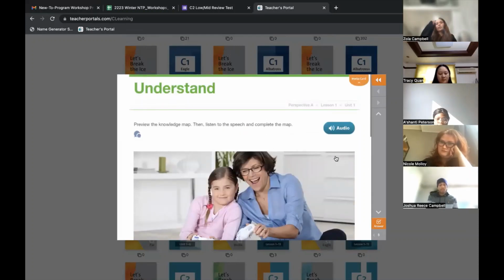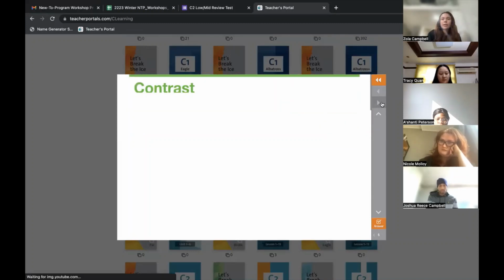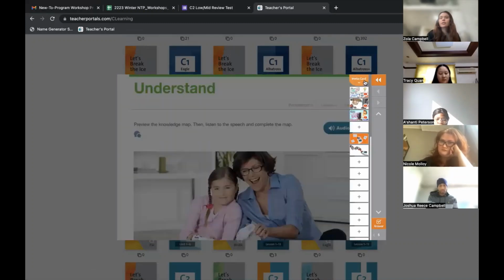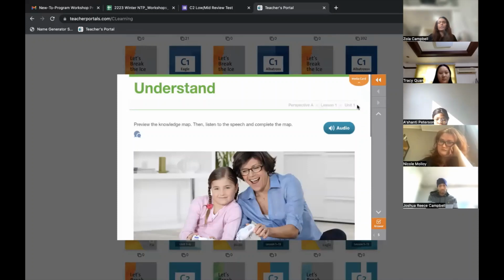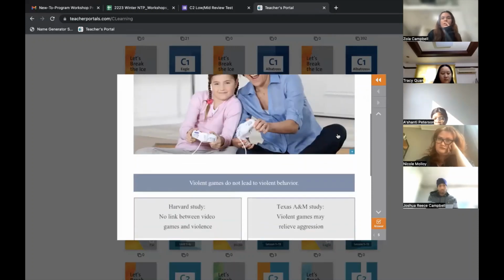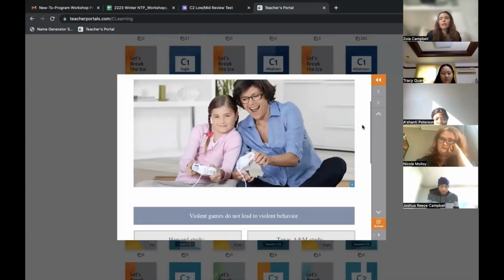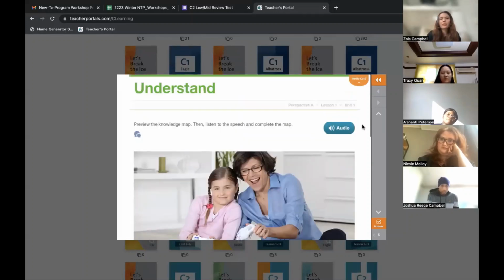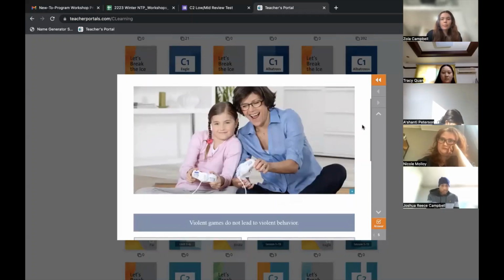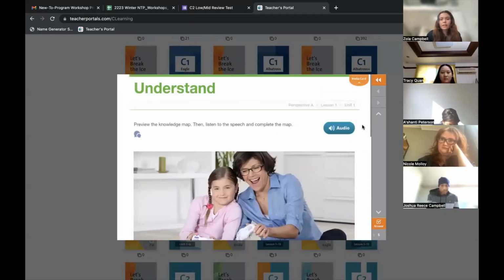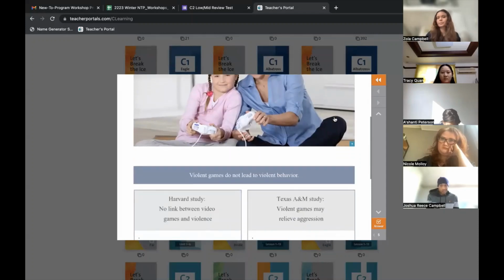Okay, so moving on to the understand page. The understand page and the contrast page are going to take up most of your time. This is where you really need to prep some discussion questions, because I think the SIG guide says like 45 minutes or something on each page. So you want to have a lot of questions prepped for discussion so that you can spend a lot of time on this page. So basically, this one is listening.